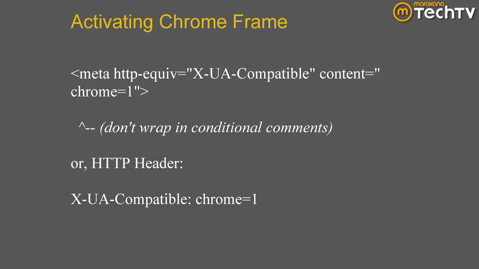Once the user has the plugin installed, you can tell the browser to render using the plugin by either of these two methods. There's a meta tag, and there's also an HTTP header. If you serve your content with either of these and the user has Chrome Frame installed, then everything's golden. You basically have another Chrome user viewing your content.